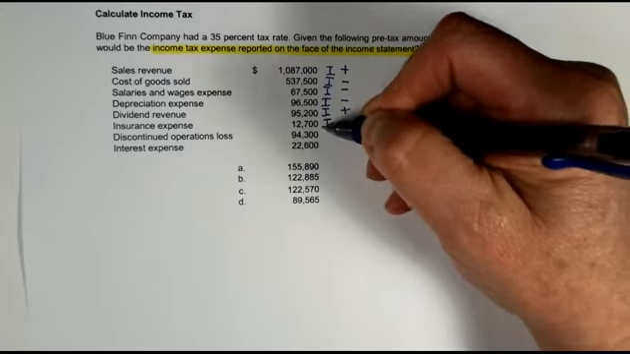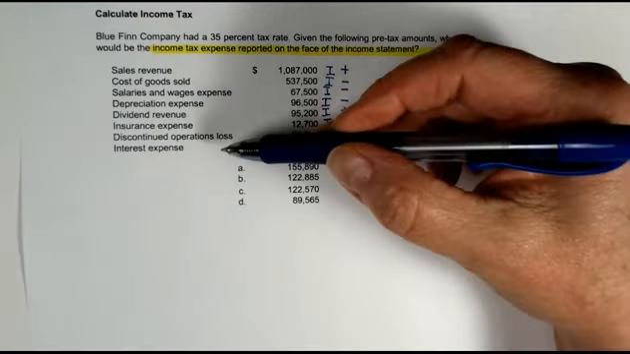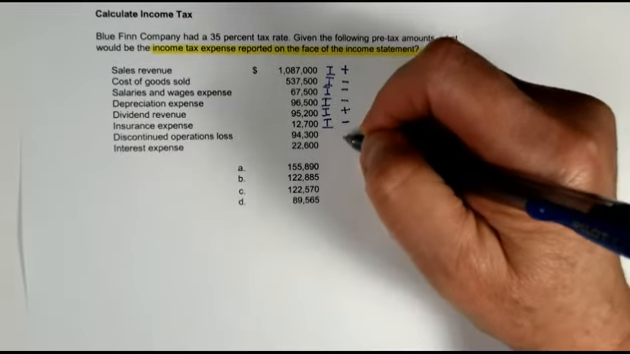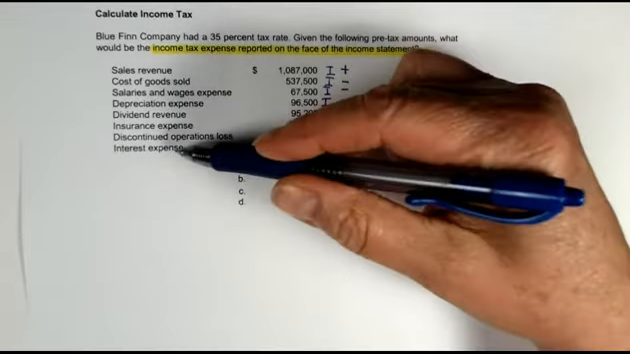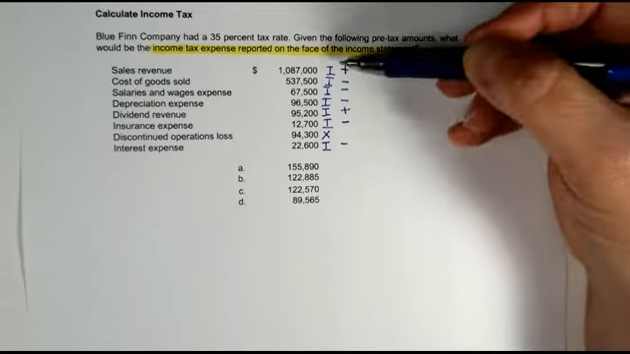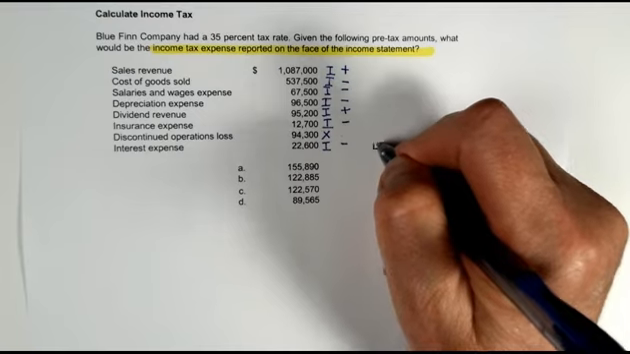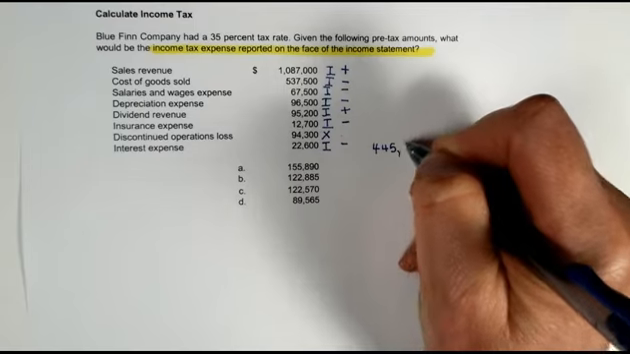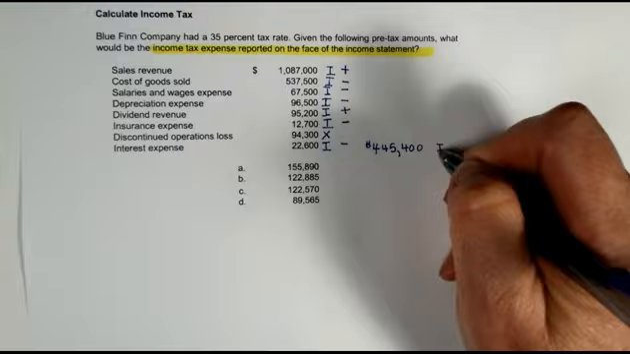Then next we have our insurance expense. We're going to code that as income from continuing operations. Since it's an expense, it's a reduction. Discontinued operations loss, that is not our normal income from continuing operations, so I'm going to put an X here. And then interest expense is, and that's a reduction. So I'm going to add those all up, and when I do, I get $445,400.